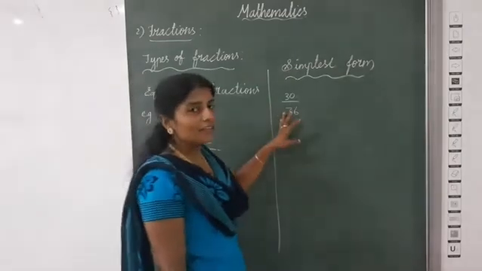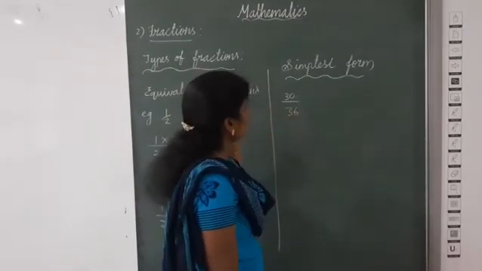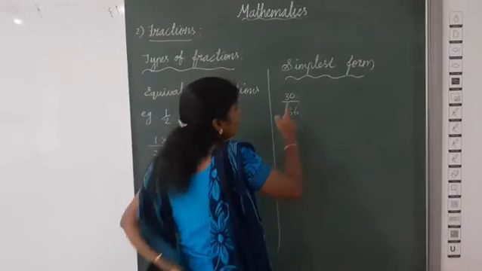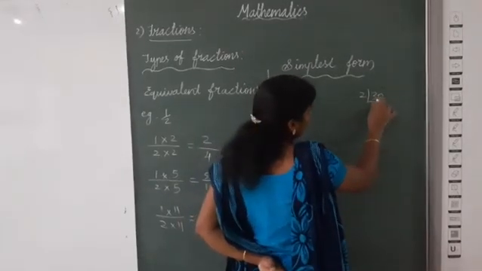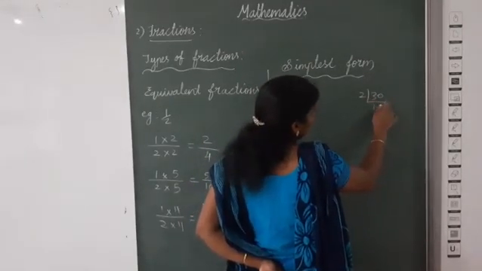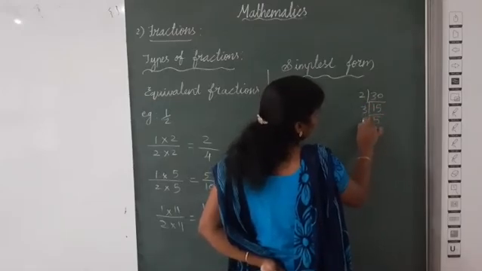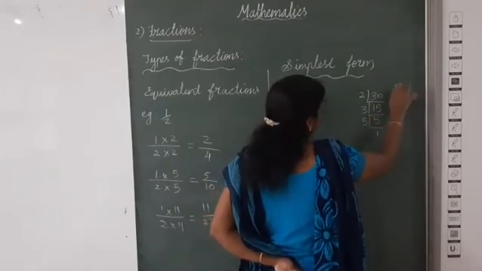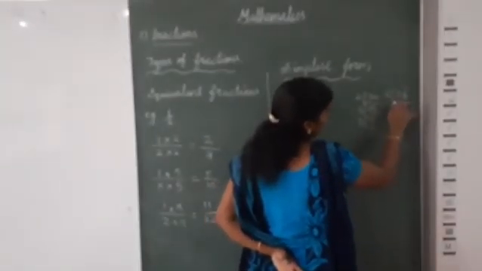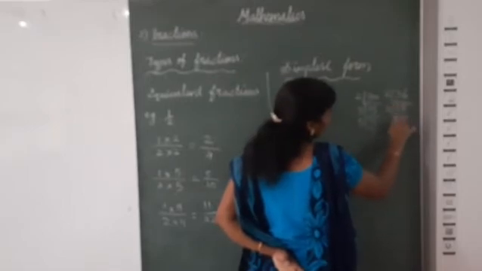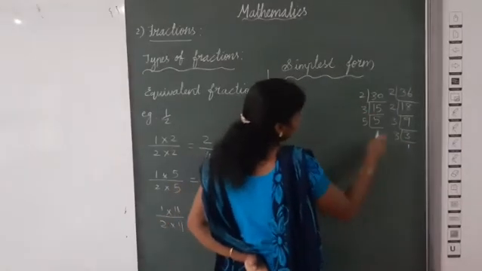Now, what is simplest form? Simplest form means we divide by the common factors. Now here 30. We can use the prime factorization method. 2 table: 1 2 is 2, 5 2s are 10. Then 3 table: 5 3s are 15. 5 table 1. Then 36. 2 table: 1 2 is 2, 8 2s are 16, 9 2s are 18. 3 3s are 9. 3 table 1. Now what is the common factor here?